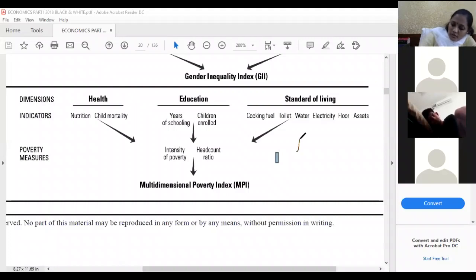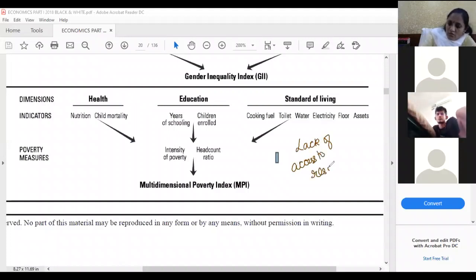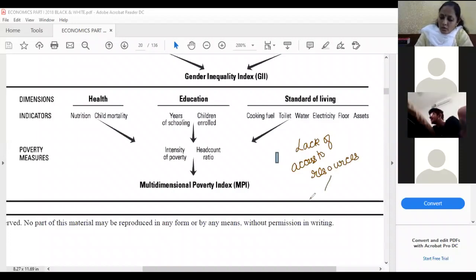If you say lack of access to resources, that is what is going to be called poverty. What resources are we not able to access? We are not able to access education. We are not able to access health. We are not able to have a decent standard of living. Then we are poor, right?